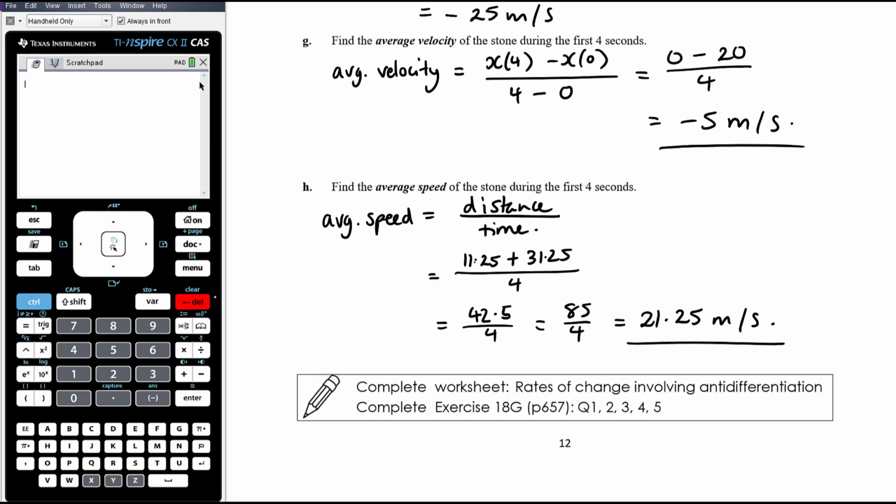So the work today is in 2 places. The first is a worksheet on rates of change involving antidifferentiation, and then the second is from the textbook, exercise 18G, which is going to be kinematics problems involving antidifferentiation.